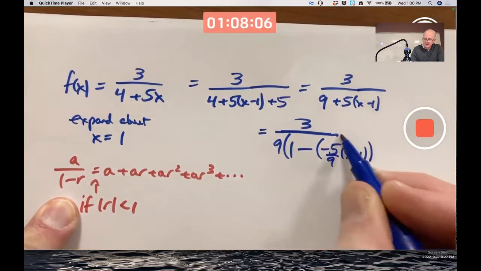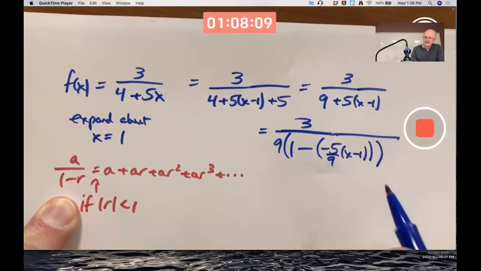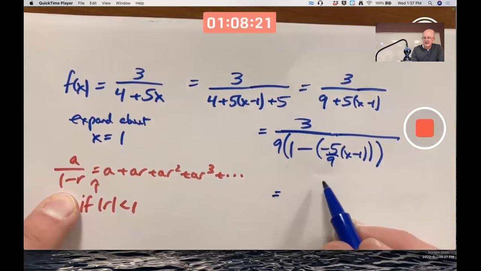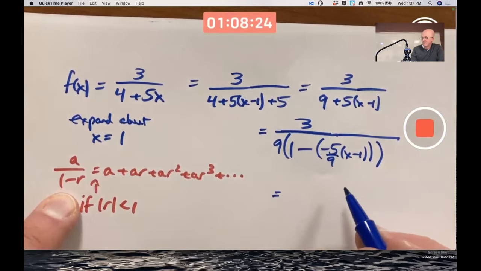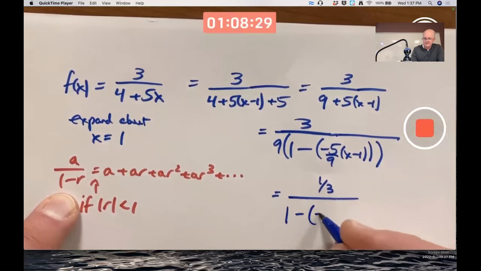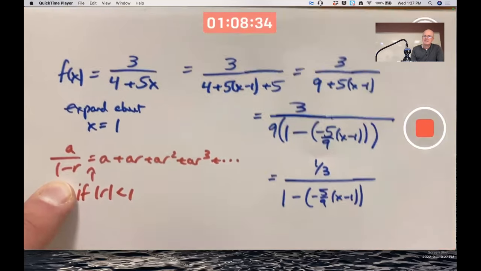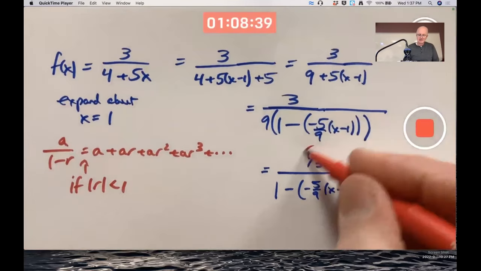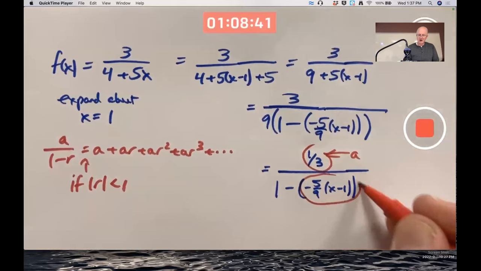I almost made a mistake there. I need to divide the negative 5 by 9 because I factored the 9 out of both terms. I'm almost to this form. Just bring the 9 up into the top of the fraction as a 3/9 in the top, which is 1/3. Now I've done it. That's now in the form a over 1 minus r.